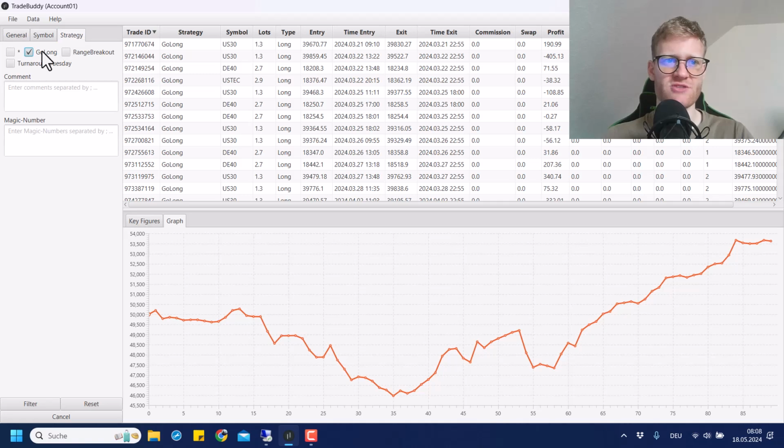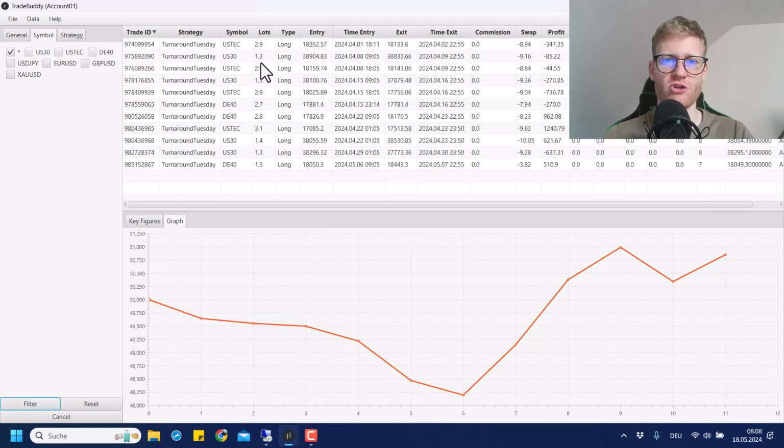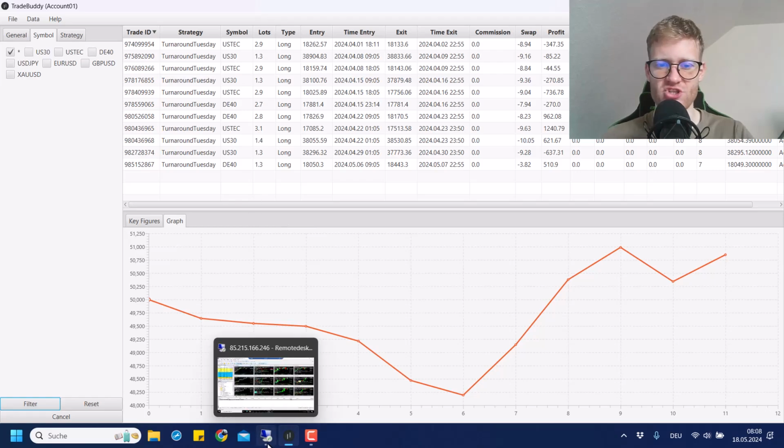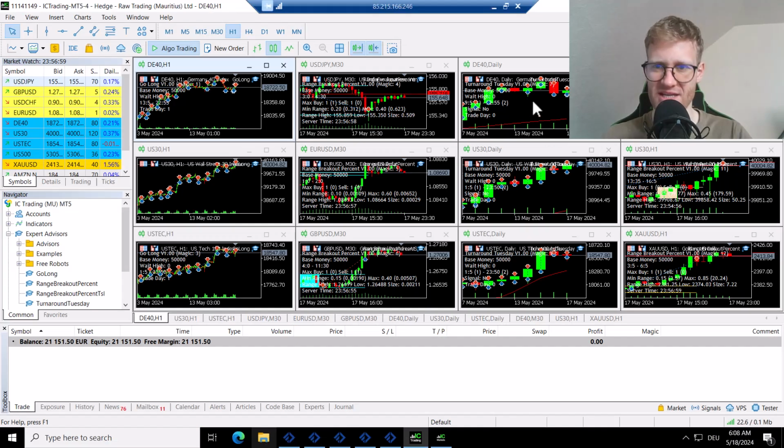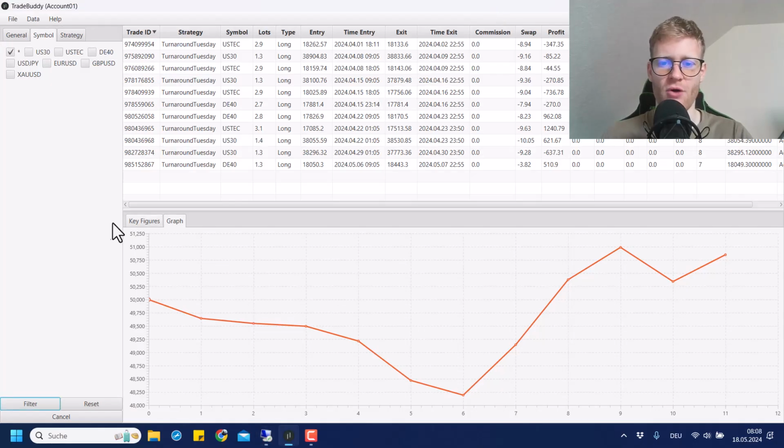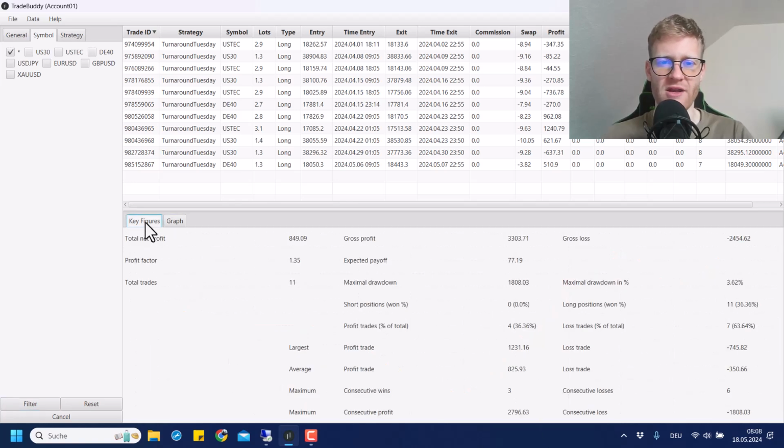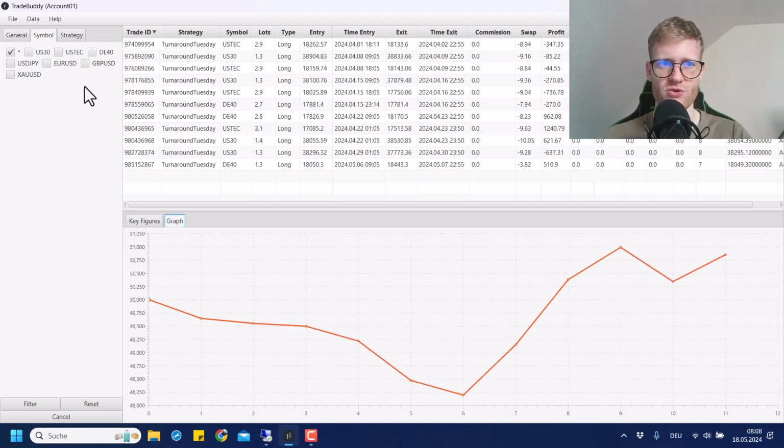So let's switch to the next strategy. Turnaround Tuesday strategy, just to handle this quickly. We can see here there were not too many trades, which is due to the nature of the strategy that just trades when the market is below a moving average. We did not see drawdown periods for a long time now, for the last months. So this is why there were not so many trades. But in total, the account is also in profit with the Turnaround Tuesday strategy.